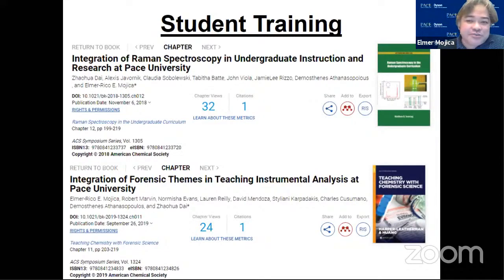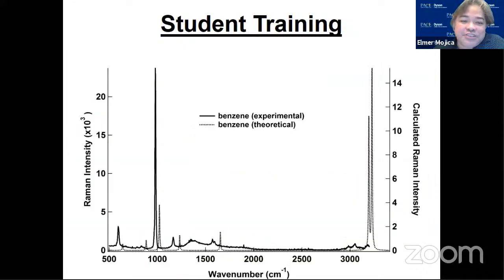I want my students to do it. Okay. So out of the things that I asked them to do, I use them in the experiments. We're able to come up with book chapters that we have here. So the first student who did it, we have a very simple experiment. We put benzene in a vial, and I asked her to get the Raman spectra, and then I asked her to run a calculation in Gaussian, and I asked her to compare them.